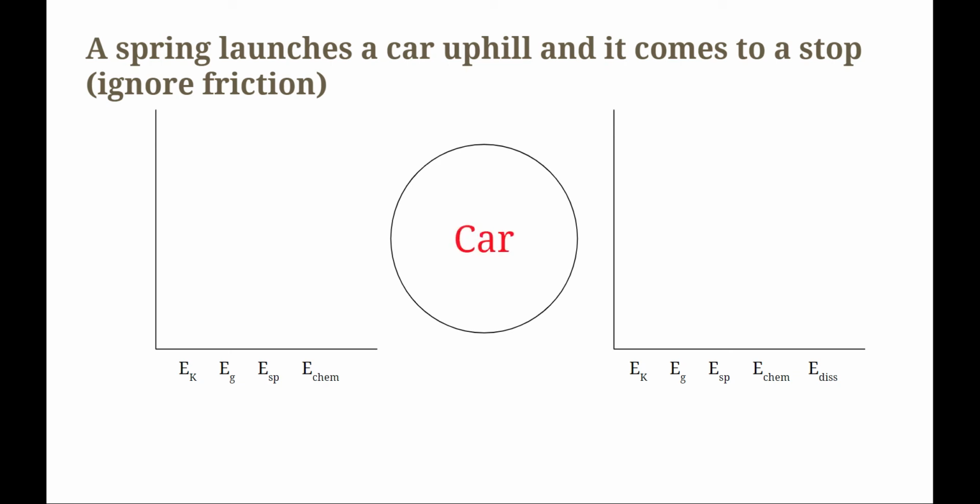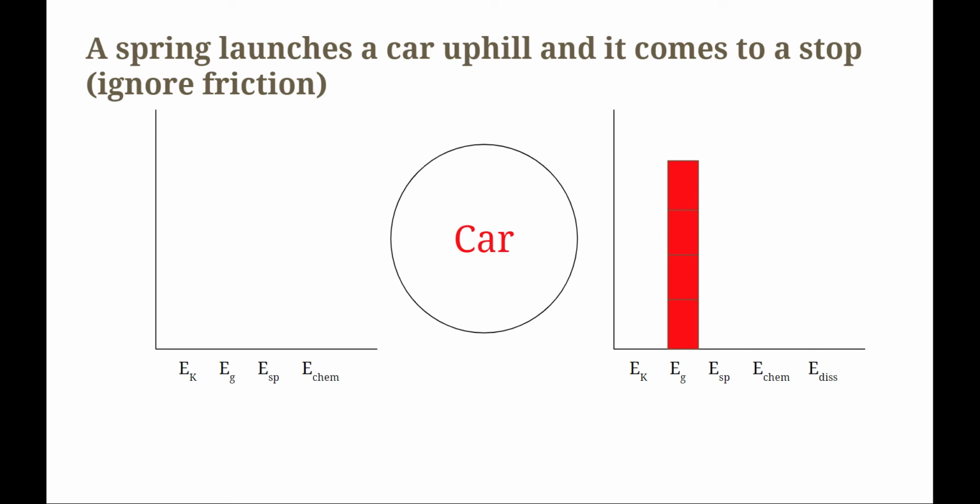We want to put the car only as our system. And then we say at the beginning, remember the car not moving, so no kinetic energy, bottom of the hill, so no gravitational energy. The car doesn't have the spring energy, the spring has the spring energy, and it's not part of our system, so no spring energy here at the start, and no chemical energy. At the end, it is at the top of the hill, so it's just all EG, because it has come to a stop.